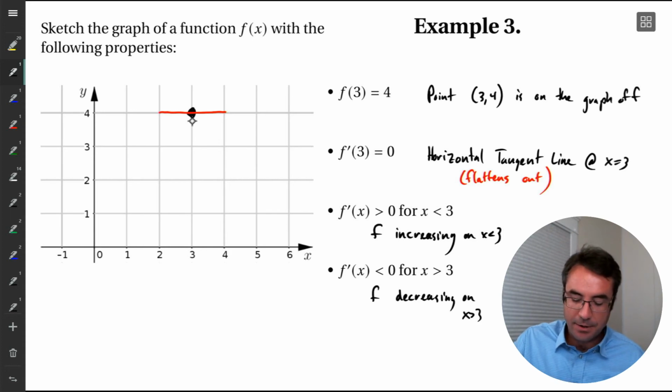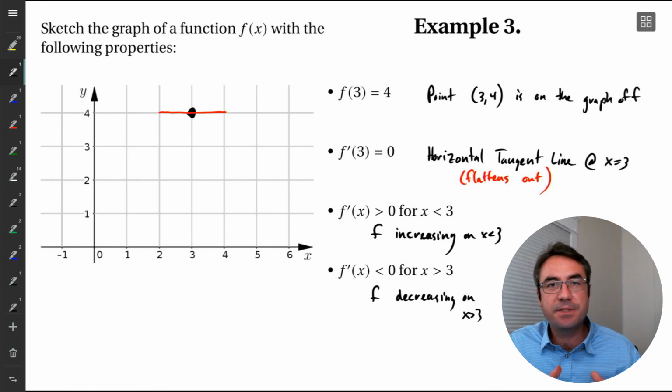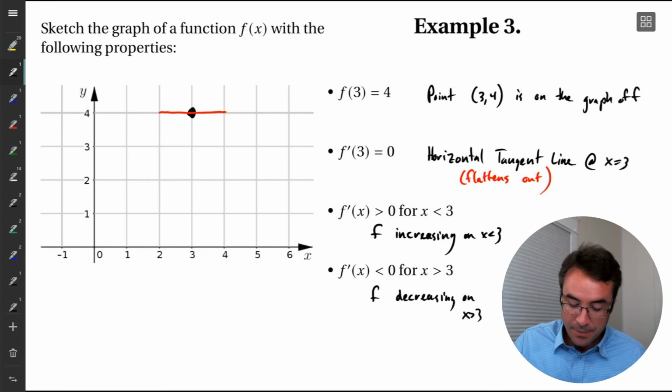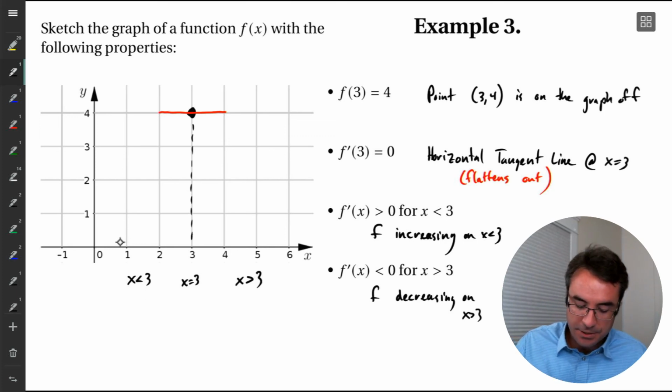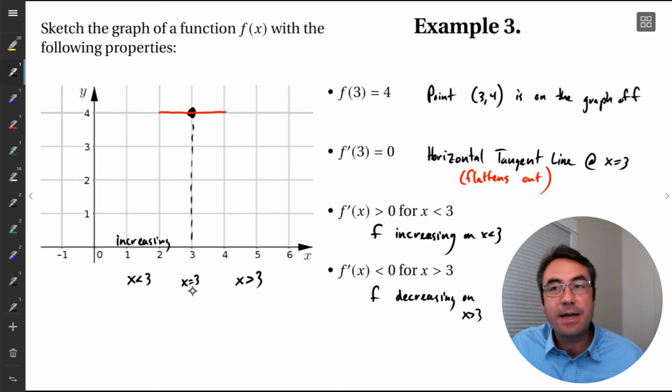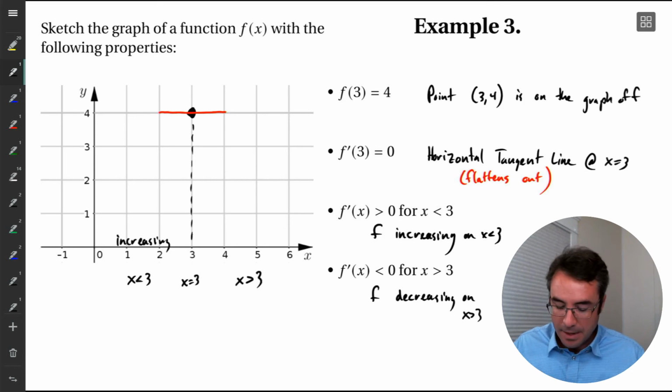So what's happening here is x equals 3 really seems to split up the behavior of our graph. On the left side, when x is less than 3, and then what's happening directly at 3, and then when x is greater than 3. So when x is less than 3, our function is going to be increasing. It flattens out at x equals 3, which is why we drew the flattened tangent line there. And then when x is greater than 3, our function is going to be decreasing.